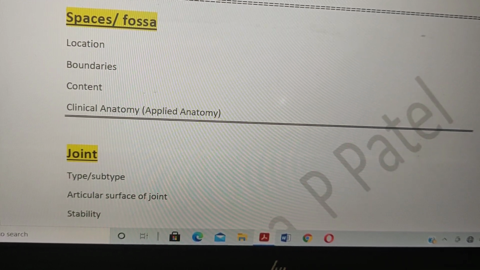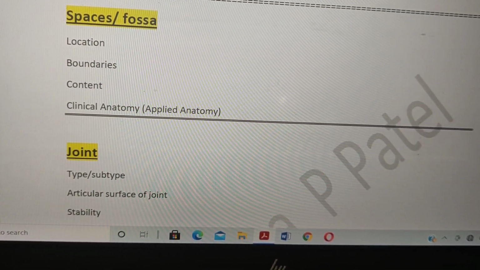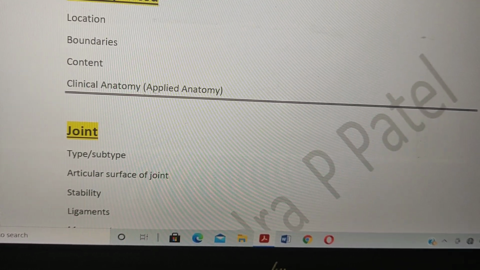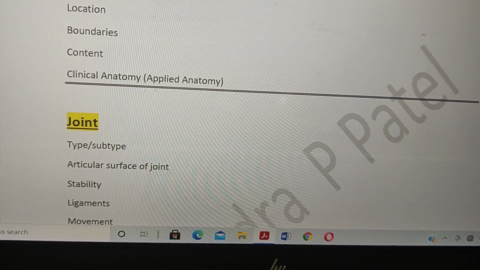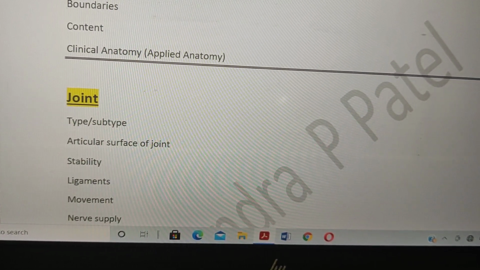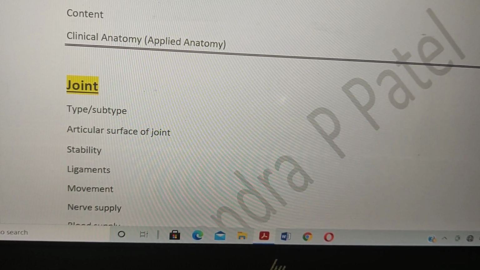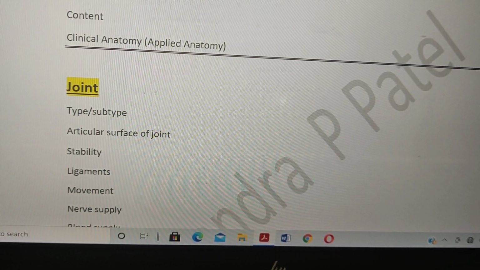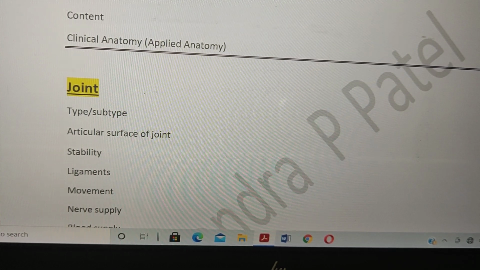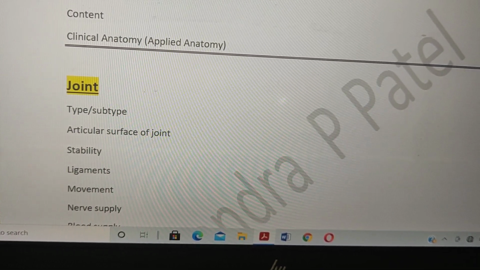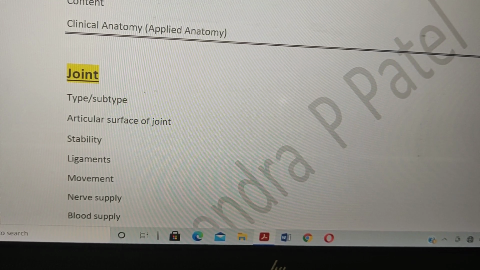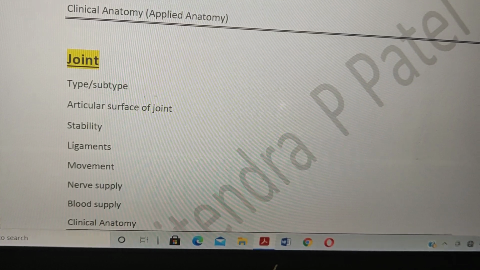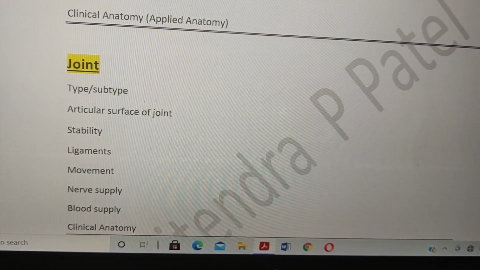Spaces and fossae: any space like the midpalmar space, popliteal fossa, or cubital fossa. For this kind of short note, you have to write the introduction, where it is located, and what the boundaries are. Normally, the maximum is six boundaries: the superior boundary, called the roof; the inferior boundary, called the floor; and the medial, lateral, anterior and posterior boundaries, like the ischiorectal fossa. For this kind of short note, you write the boundaries, then the contents, and also the clinical anatomy.